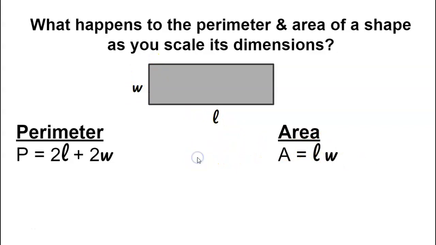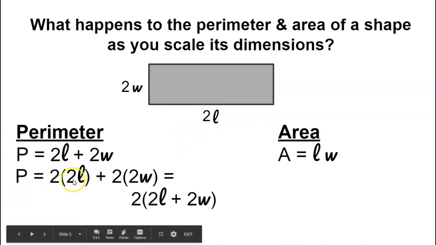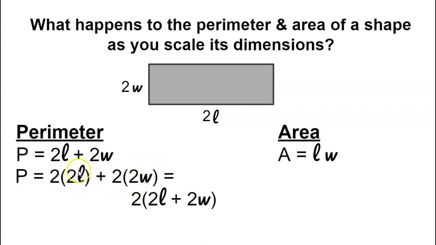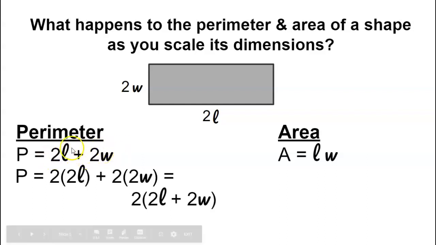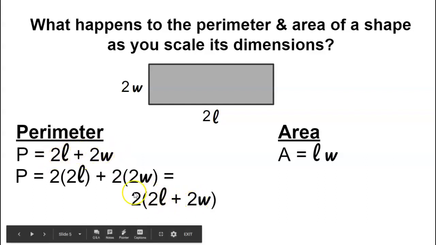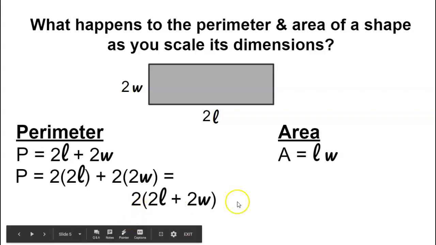So what happens to the rectangle if I double its width and its length? If I take the width and multiply it by 2 and the length and multiply by 2, so I'm scaling the shape up by 2. Well, I would still have to do 2 times the length plus 2 times the width. It's just that I have a length of 2L now and a width of 2W. So then if I factor out that 2, I have 2 times (2L plus 2W). So it looks like the original perimeter, 2L plus 2W, has now been doubled. So if I double the dimensions, then I double the perimeter.